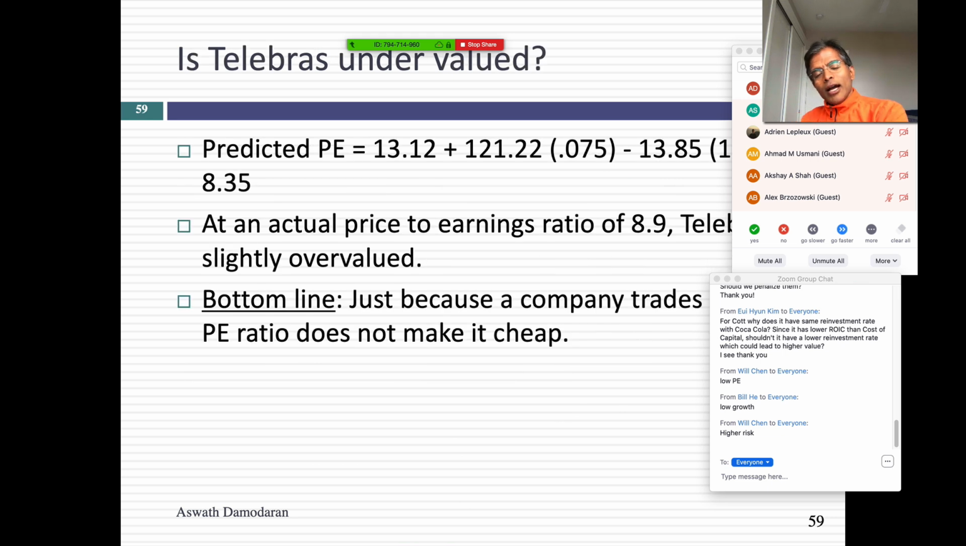So here's what I did. I took Telebras. It looked cheap, right? I plugged in Telebras's growth rate, 7.5%, and the fact that it was an emerging market company into the regression. I got a predicted PE for Telebras of 8.35. It's trading at 8.9 times earnings. It looked cheap. But after I control for its low growth and high risk, it's actually expensive relative to other telecom companies. I'm not saying you should replace intuition with regressions, but regression should be part of your toolkit.